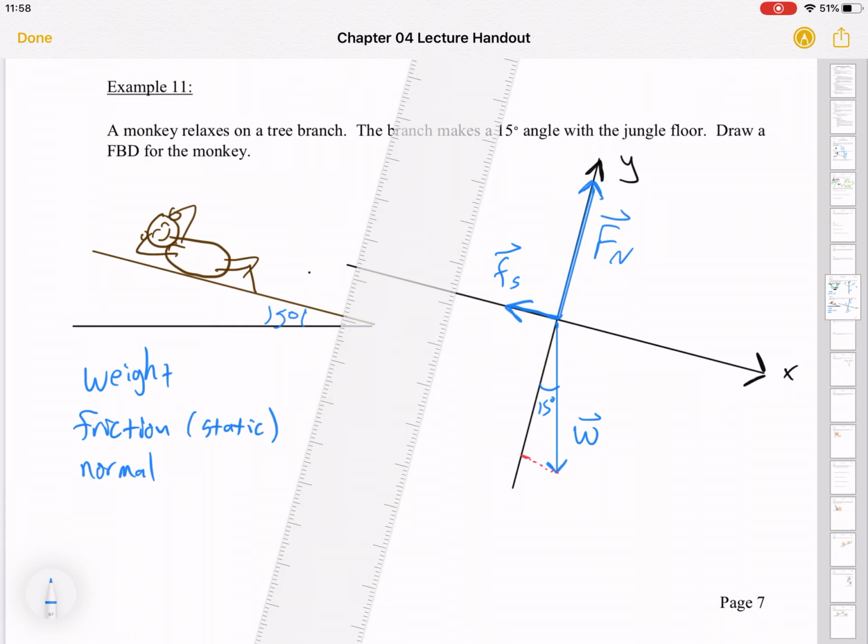Okay, so we will see how this makes it lots easier to fill out Newton's second law in a future lecture.